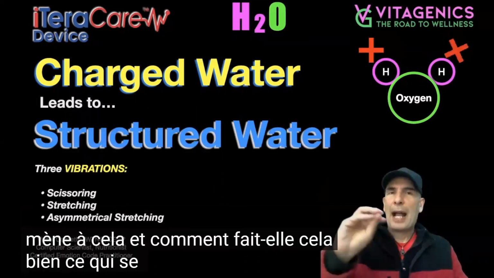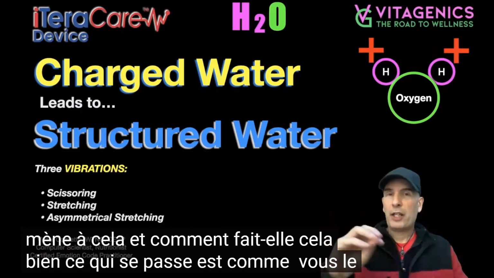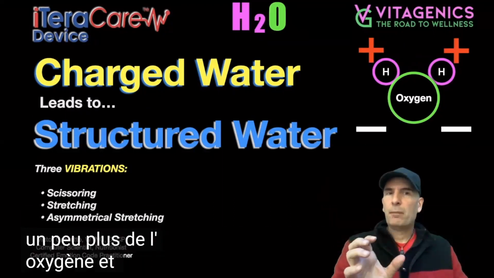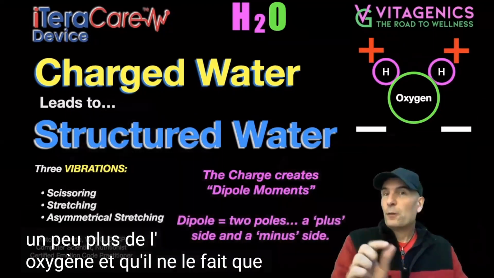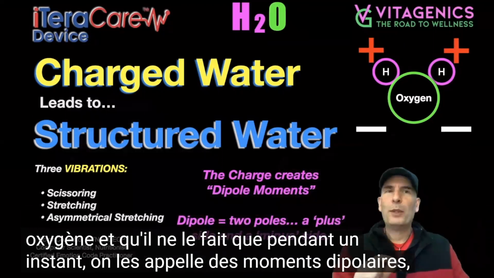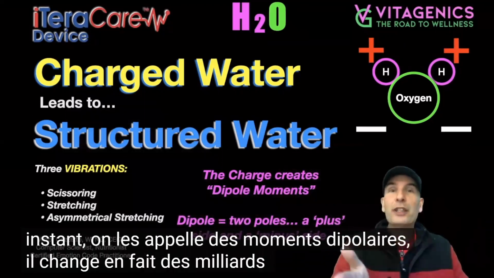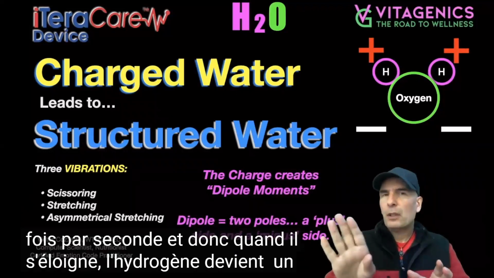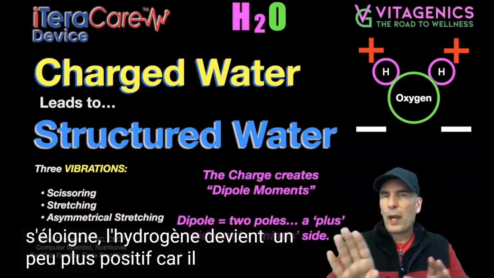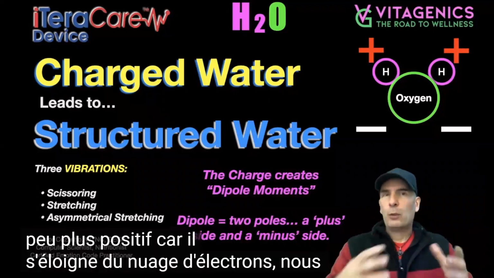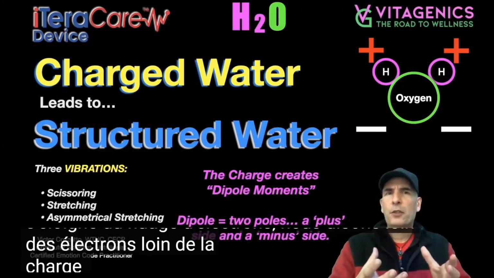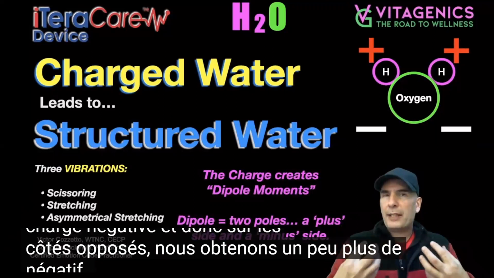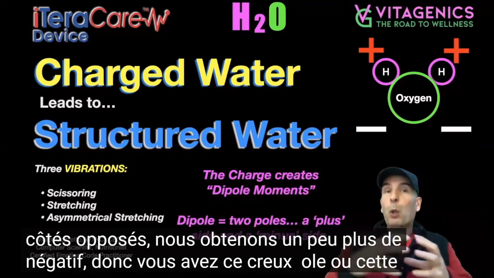Well, what happens is as you are charging it, you notice the hydrogen moves a little bit further away from the oxygen, and it only does this for a moment. These are called dipole moments. It's actually changing like trillions of times per second. And so when it stretches away, the hydrogen becomes a little bit more positive because it gets away from the electron cloud, we say, or away from the electrons, away from the negative charge. And therefore, on the opposite sides, we get a little bit more negative. So you have this dipole or this polarization.